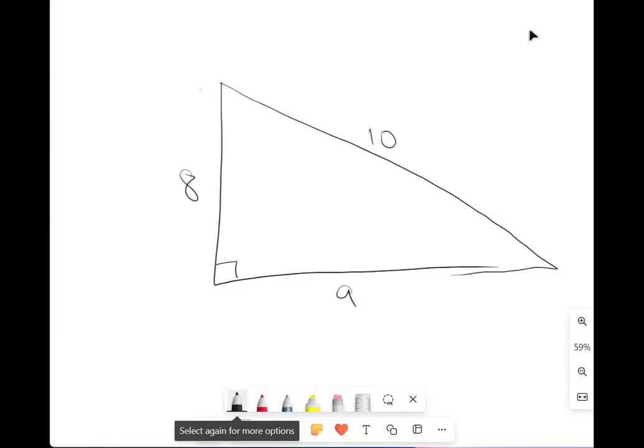Hmm? Anybody listening to me? Is it 8, sir? 8, you say? How do you get 8? This side is 8. This side is 10. How will you get A? What formula will you use?